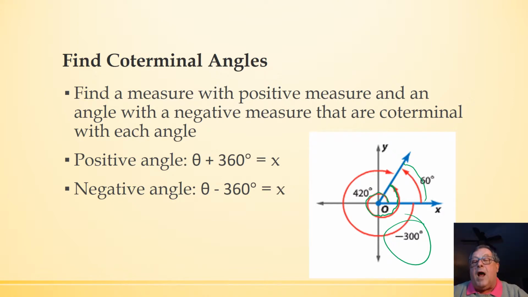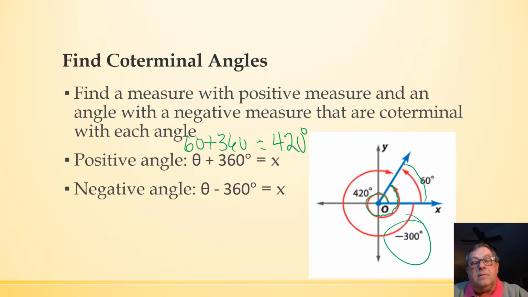Now, if we're given an angle measurement, let's say we're going to call this theta, this is the measure of an angle. If we want to find the positive coterminal angle, and in this case theta is 60, and we add 360 degrees to it, we can determine that we've got a coterminal angle at 420 degrees, just as our diagram here shows.